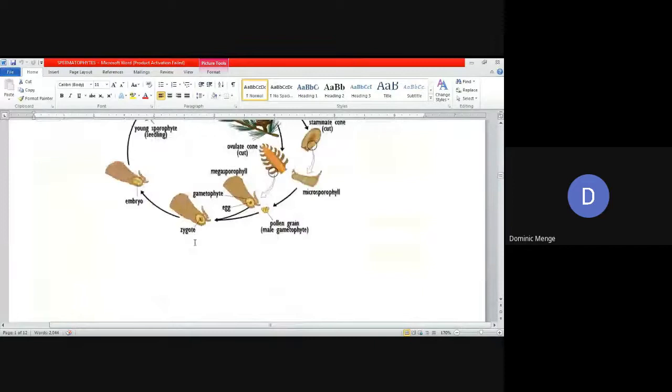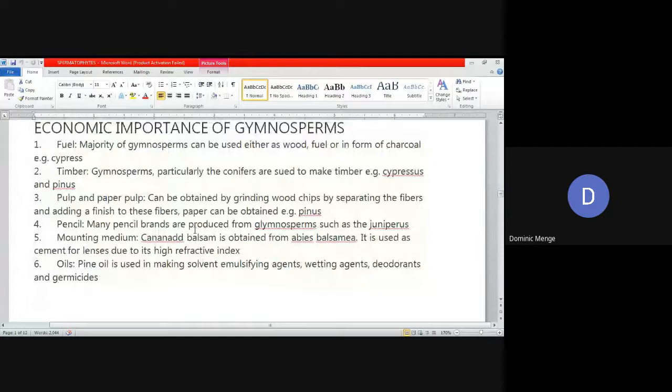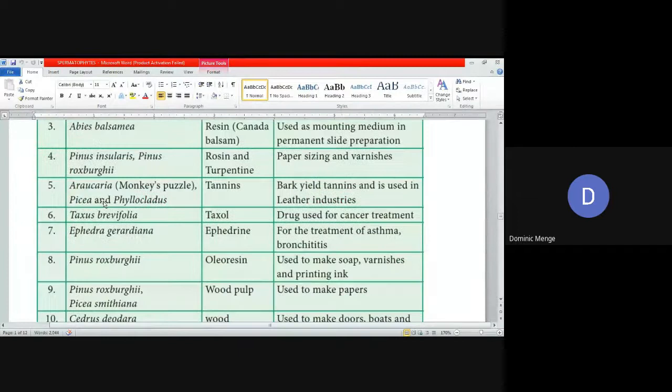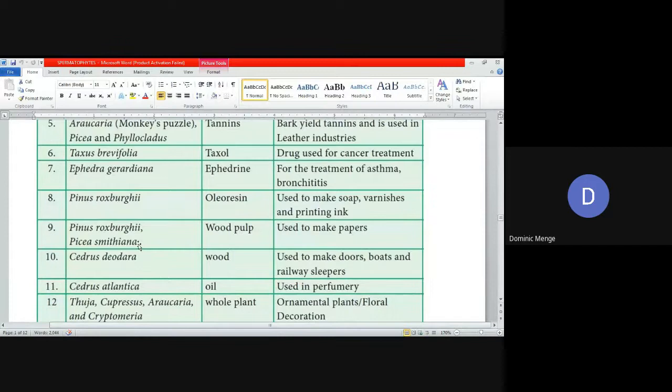So before we wind up on gymnosperms, we need to talk about their economic importance. One of the things that I found out when I was doing my research is that they are a very important group of plants. I've displayed there, starting with number one, a plant known as Cycas revoluta. They have starch as food, and their storage organs can be used as food. We have Pinus gerardiana there, with roasted seed used as food. You can see resin is obtained from Abies balsamea, used as a mounting medium on our permanent slide preparation in the lab.